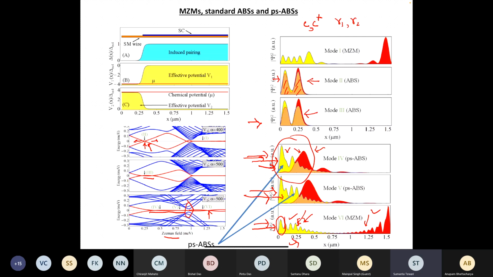But if these are not Majorana fermions but some non-universal, some other zero energy states, then of course if you create an asymmetry, there is no reason why the correlation between the two ends will survive.